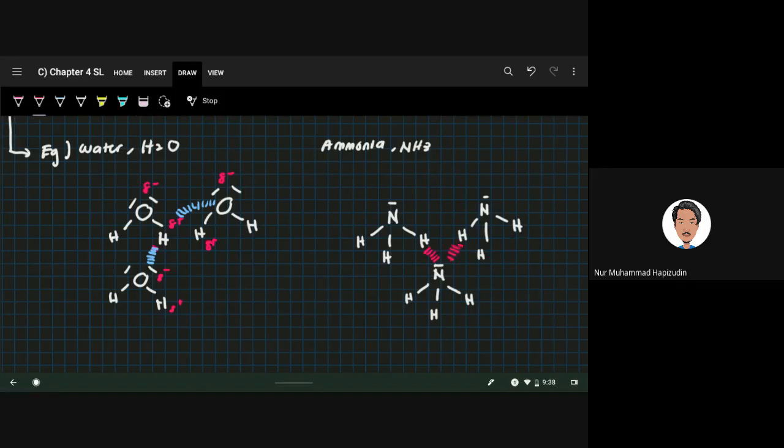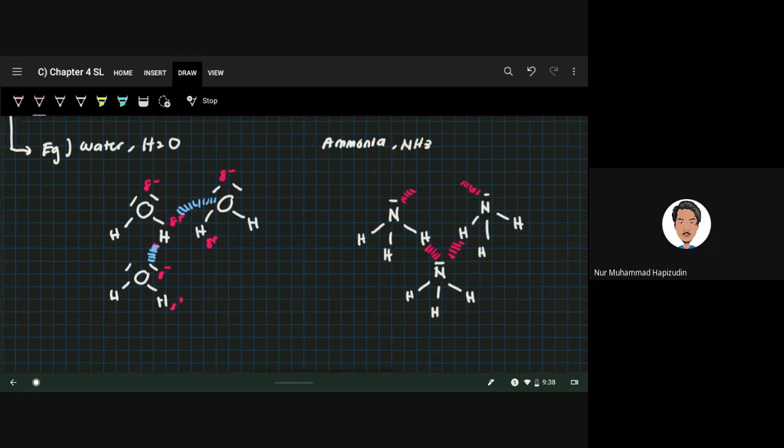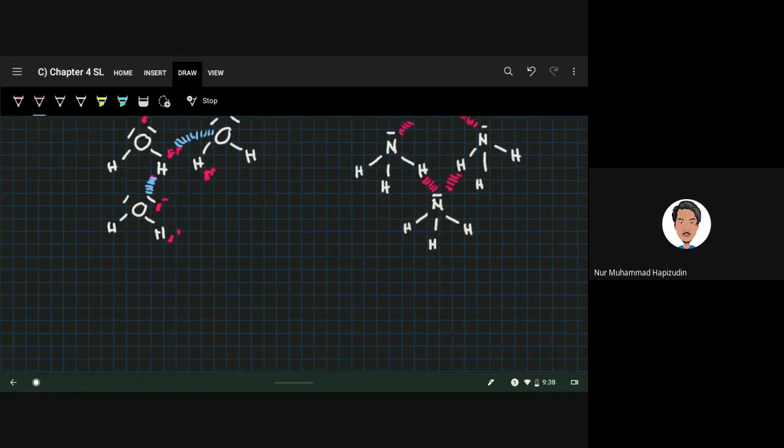Okay, like this is the example, continuously. So make sure the bonding is between hydrogen and nitrogen, oxygen or fluorine. So this is hydrogen bond, and this is not hydrogen bond.